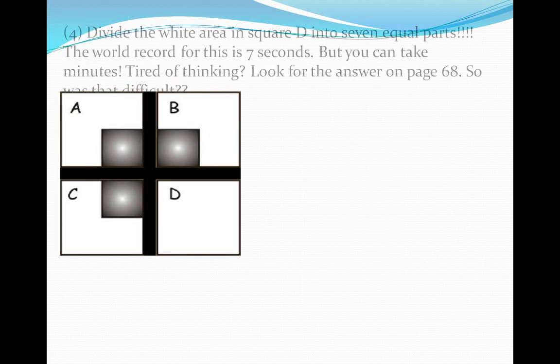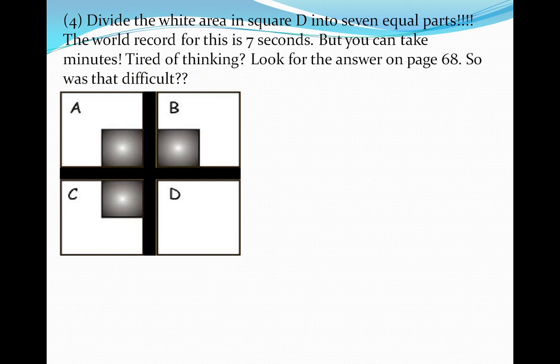Now the next question is, divide the white area in square D into 7 equal parts. The world record for this is 7 seconds, but you can take 7 minutes. So think.